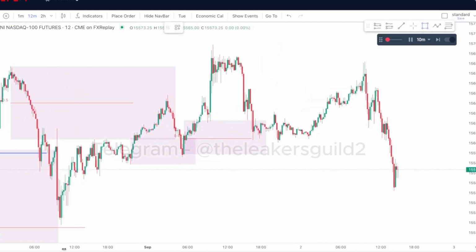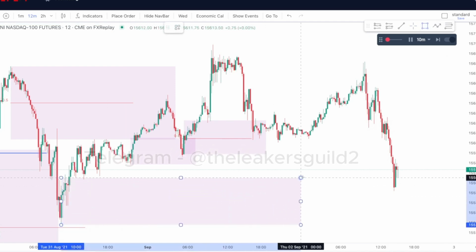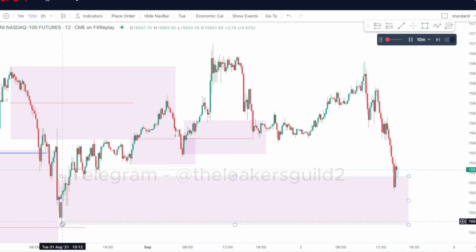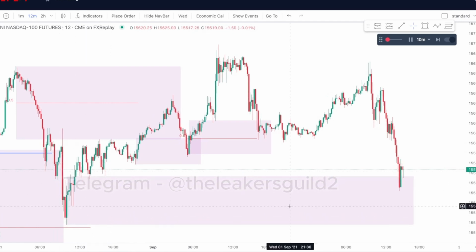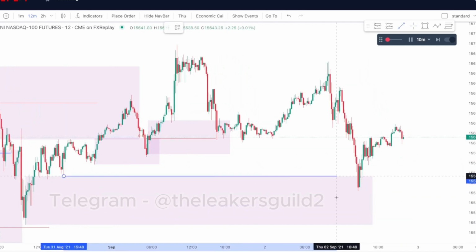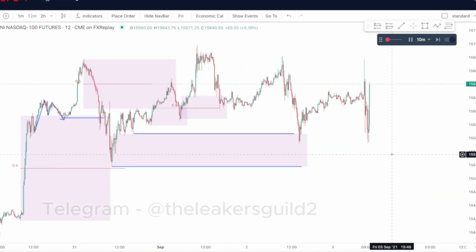Let's zoom out and let's find the invisible zone. We'll call it this one right here. So from our low down here to our low right here, and we're looking for a bounce in this zone. We're looking for price to run these lows and respect this one. Look where we return to.